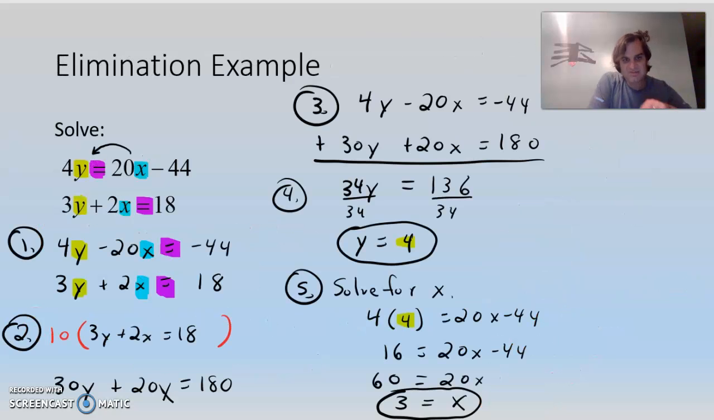So it doesn't matter which method you use. Sometimes one method is a lot quicker and a lot easier, or if a variable is already by itself, it makes your life a lot easier to use one method versus the other, depending on what your numbers might be. Alright, so there we go with that. We'll look at some strange outcomes here in a moment.